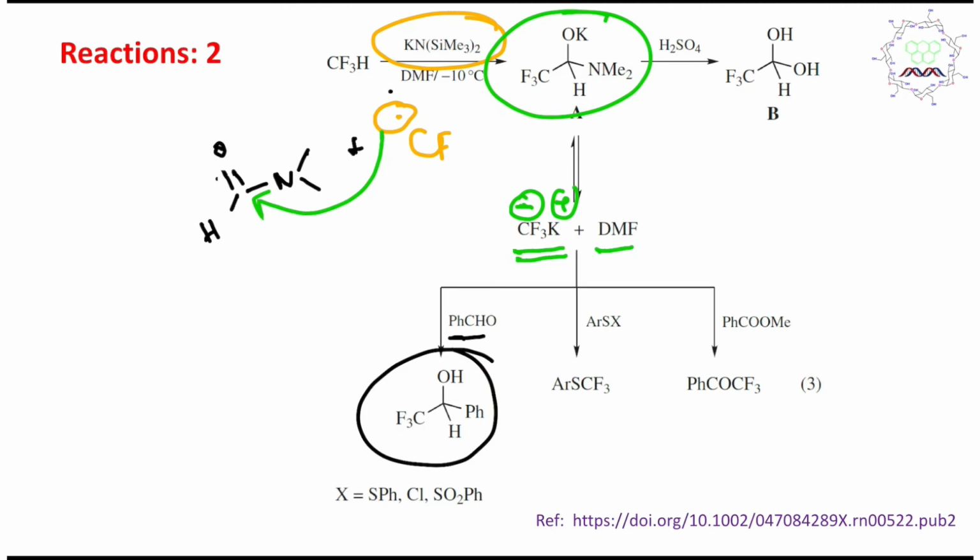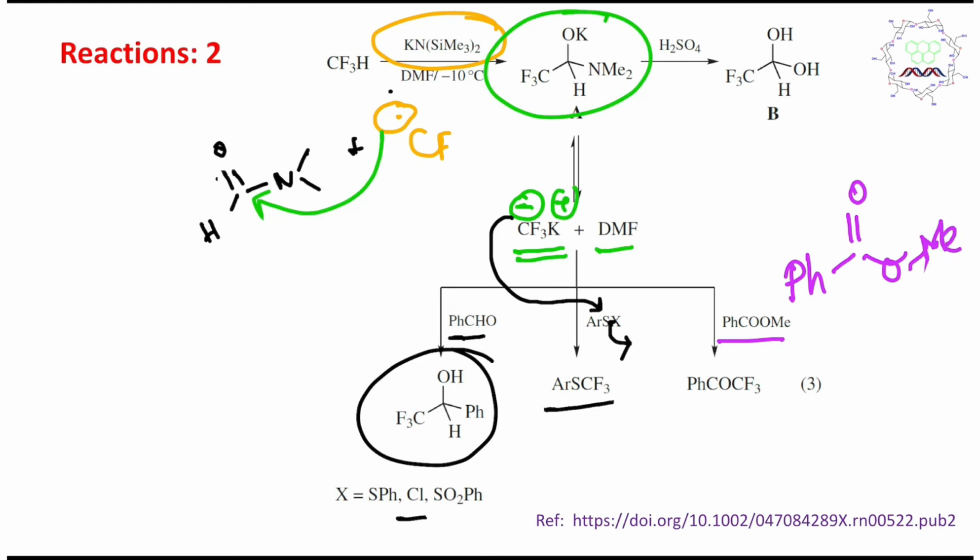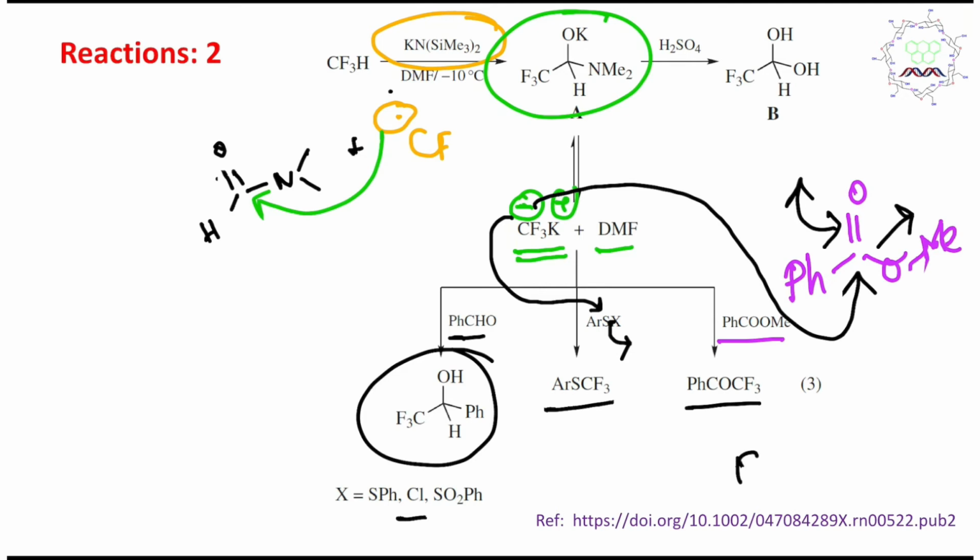Now if you take SX, where X is a good leaving group like chlorine, or there is SPh, etc., these will attack on this sulfur and this X will leave, and ultimately it will produce ArSCF3. Not only that, if you react it with an acyl derivative, so you can say that's PhC double bond O, OMe, then this nucleophile will attack here through an acyl nucleophilic substitution type reaction. It will go and it will produce a ketone with, you can say, one side CF3 attached. It's a very unique molecule.